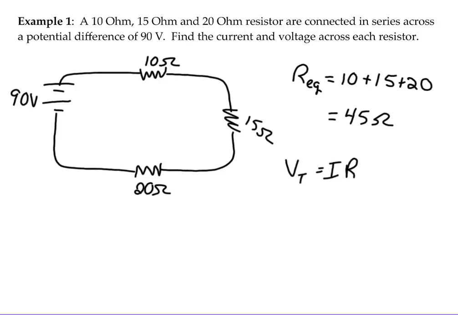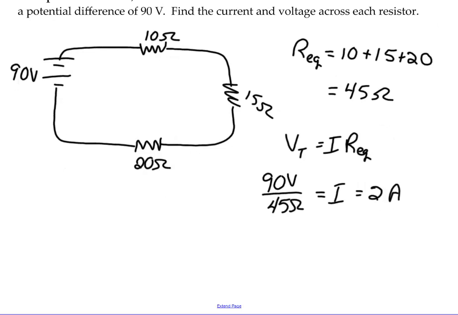We can find the current. So in this case, our 90 volt power supply divided by our equivalent resistance of 45 ohms gives us the current in the circuit, and we have a 2 amp current. We want to find the voltage across each resistor. The current through each resistor is going to be the 2 amps.